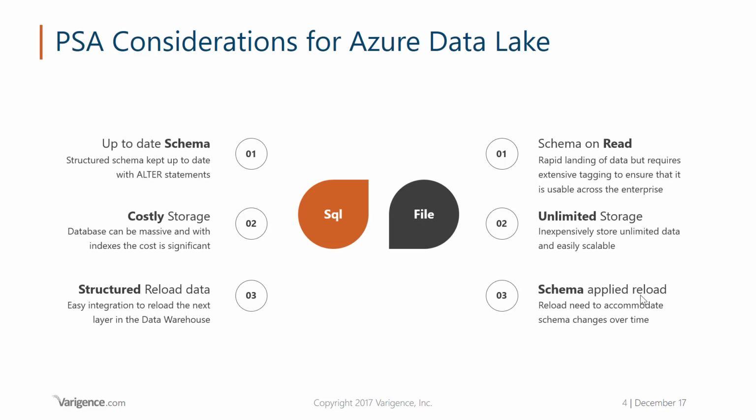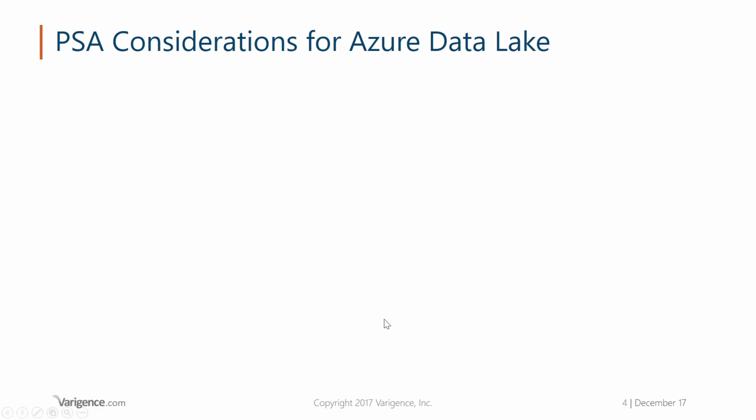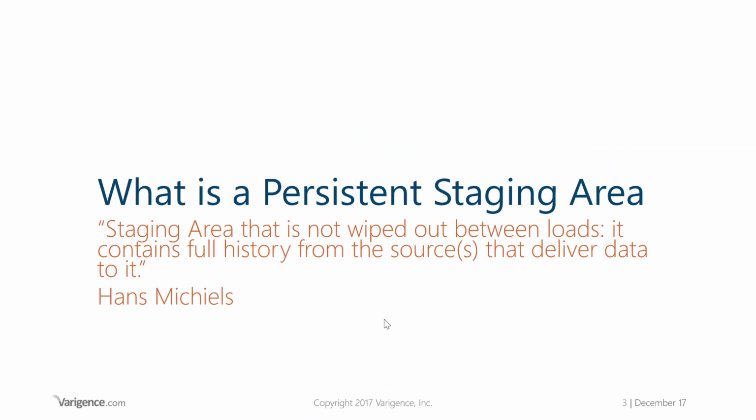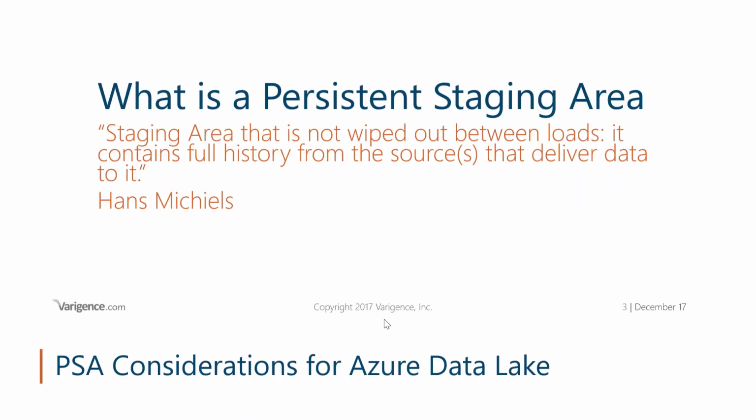I do remember that I've skipped over this slide, so I'm going to go back one slide just to make sure that we are all aware of what a persistent staging layer is. I just grabbed this from an explanation from Hans. A persistent staging area is effectively a staging area that is not wiped. So every time you load, you retain that extracted data, that delta or the full load, and it contains a full history of the source that delivered it.